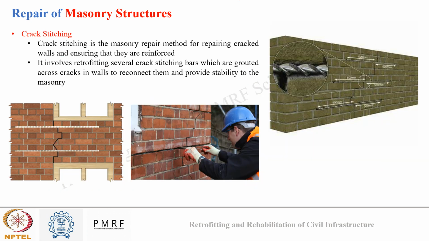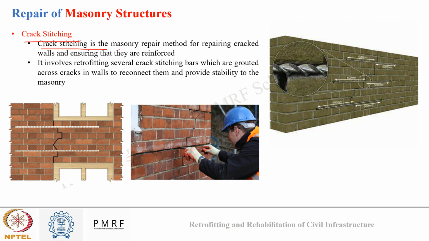Second is crack stitching. This method is very common and very similar to what we discussed in the initial live sessions, where we talked about stitching and stapling. This is again a very commonly used repair method for both longitudinal and vertical cracking. So any form of cracking, crack stitching is a very commonly used method. So how does this method work?